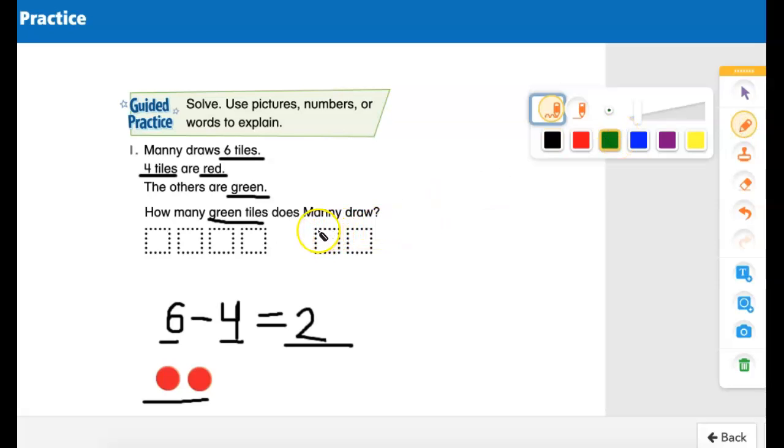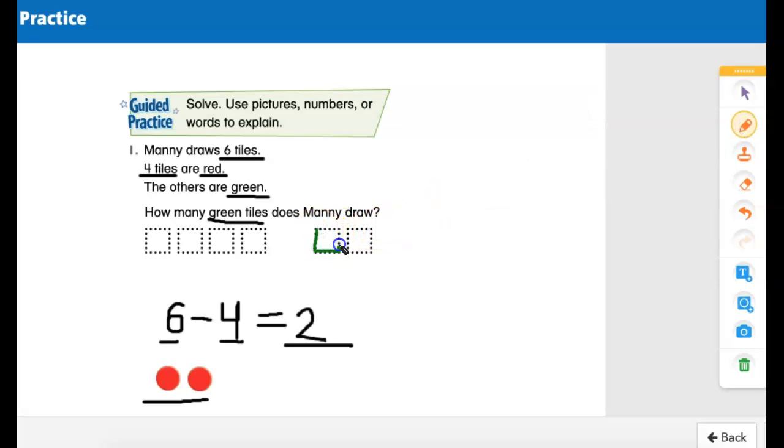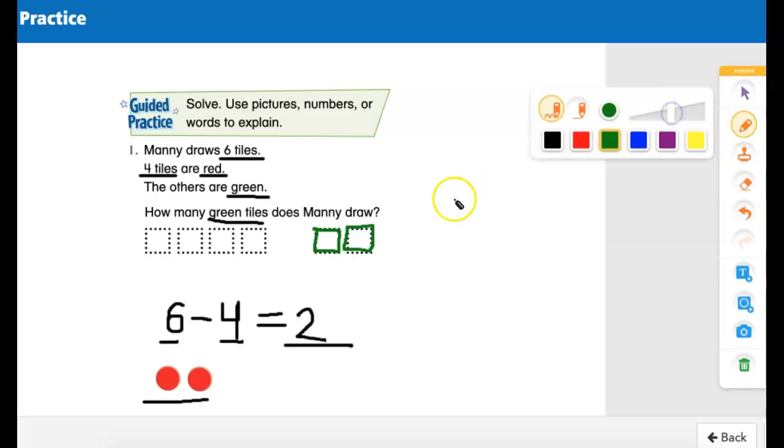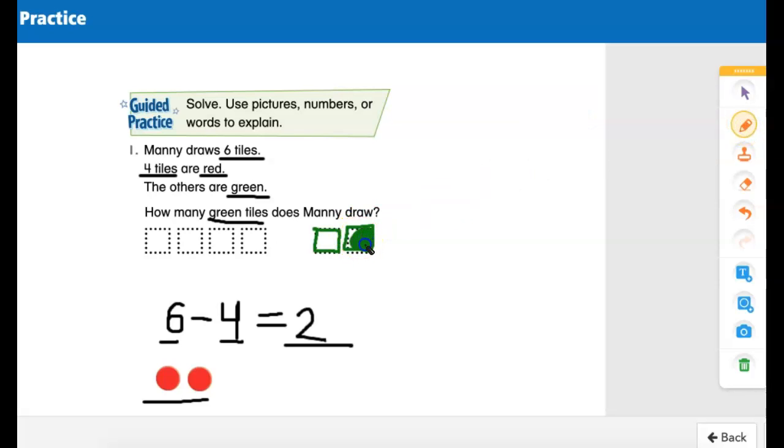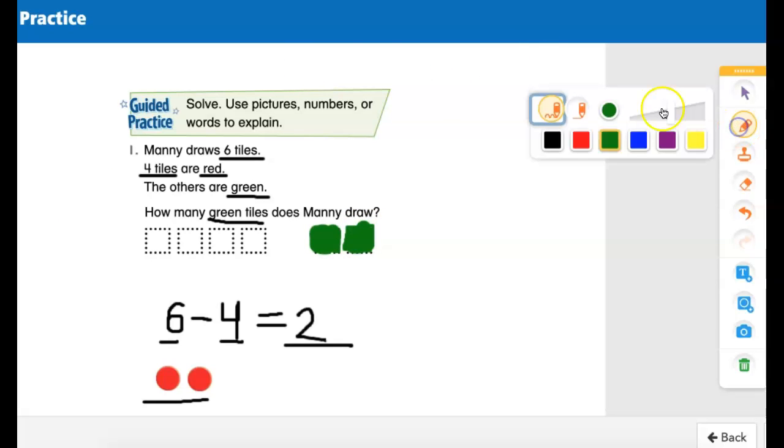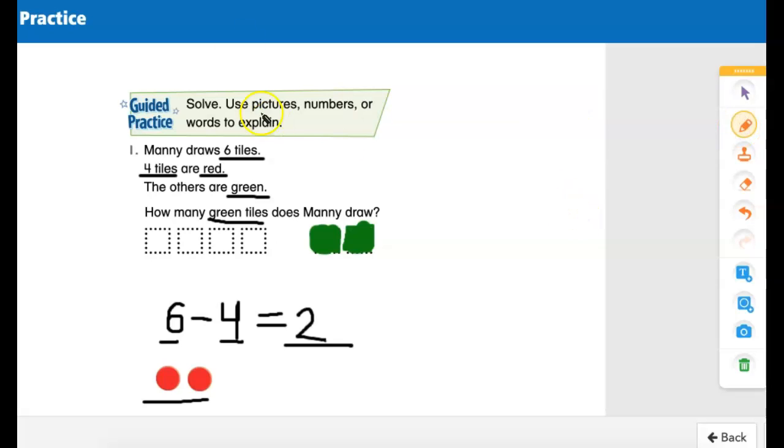If you don't have a green colored pencil or green marker, that's okay. You can just color in 2 boxes to show that you knew to color in 2 tiles for green. So we're just going to color in these 2 tiles. Again, if you don't have a color, you can just use your pencil. Alrighty. Let's move on to our independent practice.